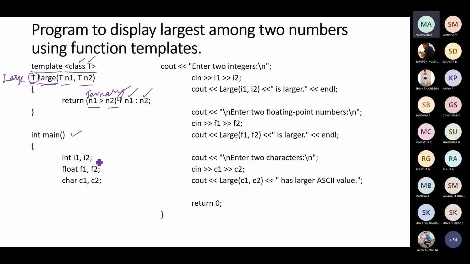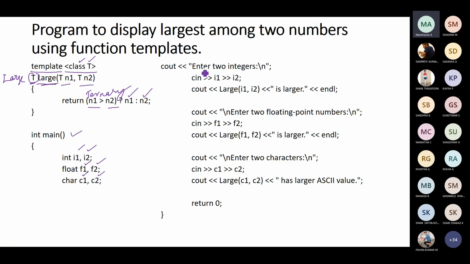So here we are declaring a total of 6 variables. One is I1, I2, both integer data type, F1, F2 float data type, C1, C2 character data type. All 6 variables we are going to use with the same function name. If you want to do that, we would definitely have to use function overloading, and then 3 different function definitions would be needed. But here, the beauty is only one function we are using, but with 3 different data types: integer, float, and character.